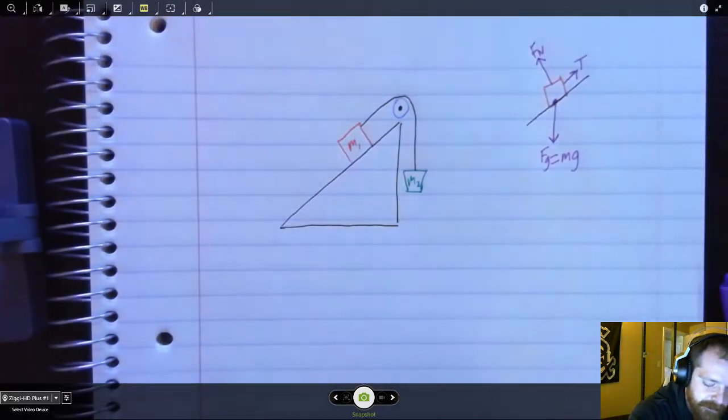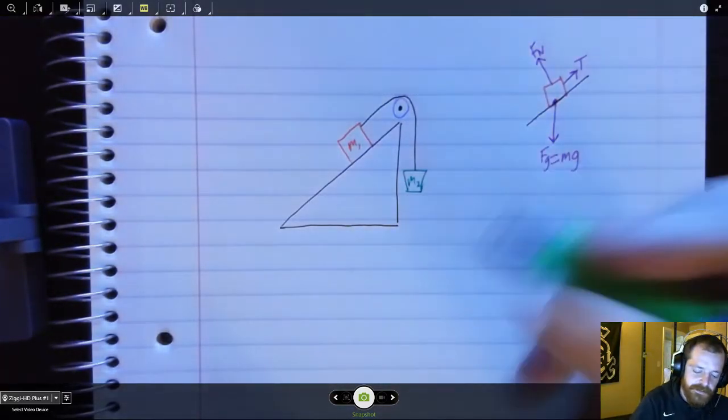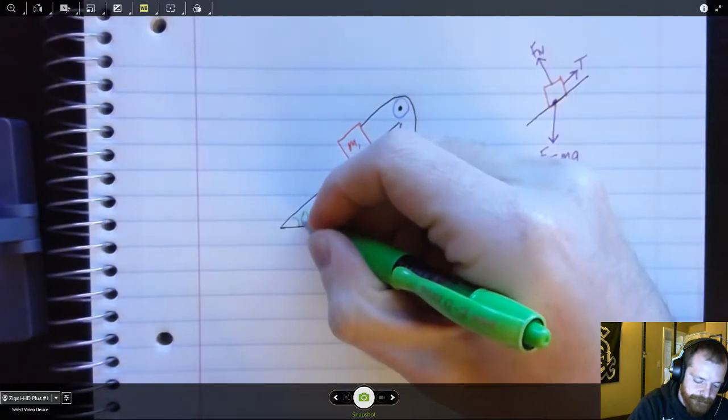I have so many different colored pens. It's ridiculous. We also know this angle over here.